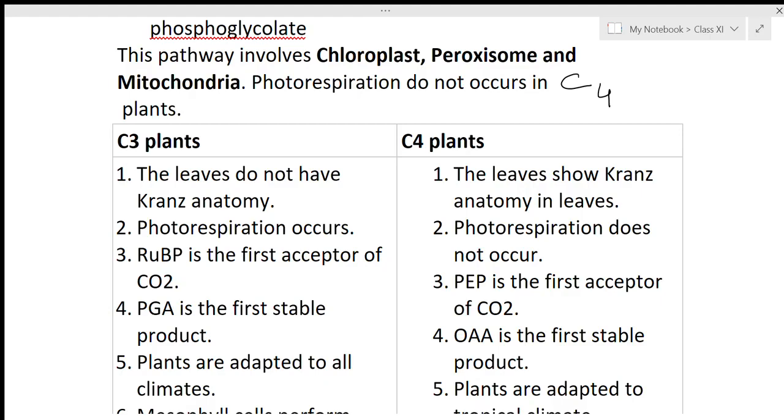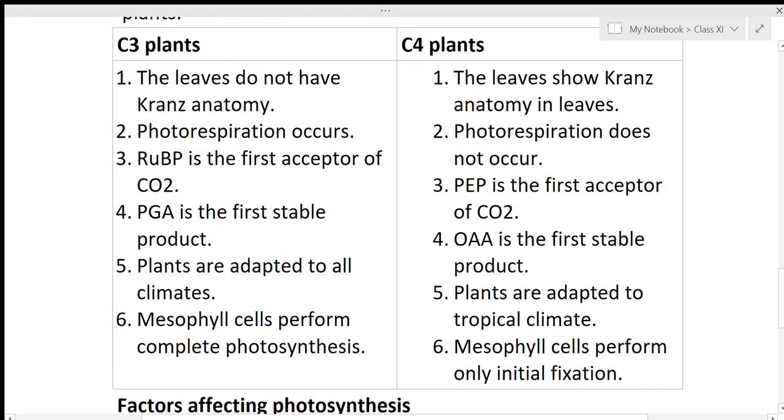In the C3 plants, photorespiration occurs, and in the C4 plants, photorespiration does not occur. In the C3 plants, RuBP is the first acceptor of CO2, but in the C4 plants, PEP is accepting the CO2. In the C3 plants, PGA is the first stable product. In the C4, OAA is the first stable product.